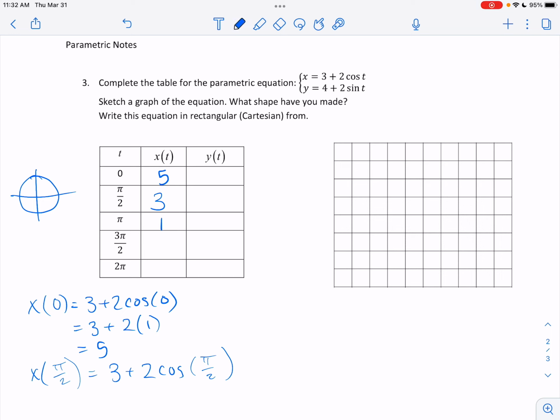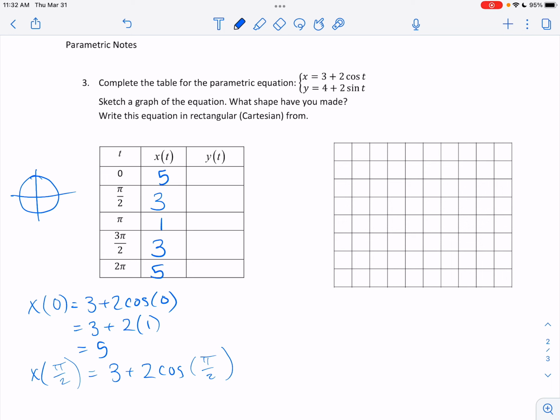Then at 3 pi over 2, I'm down here. That cosine value is 0, so my value here is 3, since it was 3 plus 0. Then the next one, I'm back to 2 pi, so that's going to match 0. Notice that cosine of 2 pi is 1, times 2 is 2, plus 3 is 5.